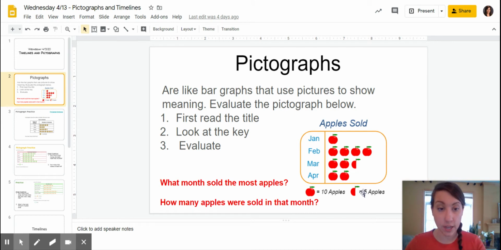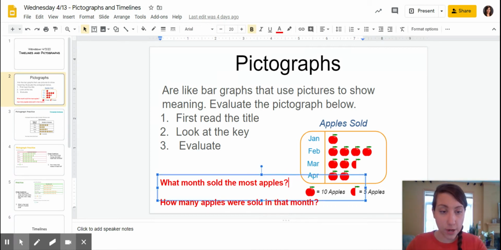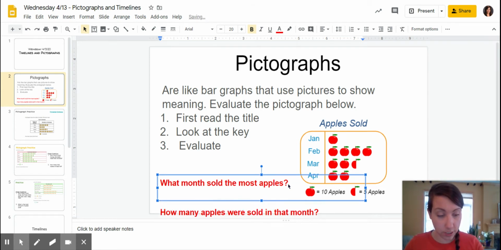That makes kind of sense. You evaluate. You might also want to look for labels along the side. So we got January, February, March, April. I'm just going to notice there's one apple in January, means it's probably only sold 10. 10, 20, 30, 40 apples were sold in February. Let's see, what month sold the most apples? So if I'm looking, February sold 10, 20, 30, 40, 40 apples. So I'm just going to type that in there. Oh, it says what month, not how many. Silly me. February.